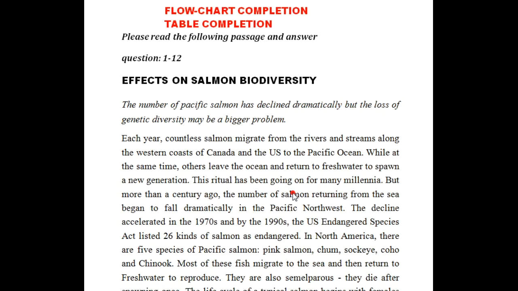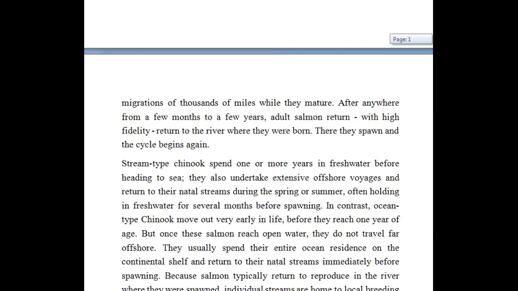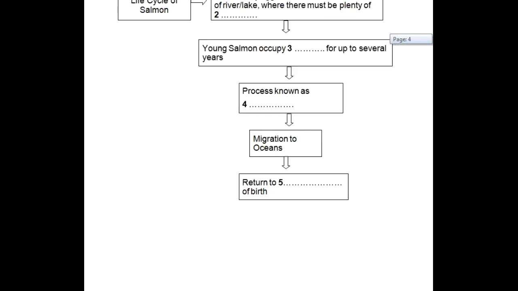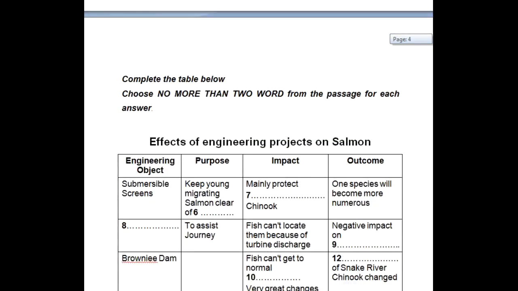This is my fifth video on IELTS general reading, and in this particular video I am going to take the question which is known as flowchart completion and table completion. And for the first time in this video lessons I am going to take an example of a longer passage. The longer passages look like this. You can see, this is a longer passage, and two types of questions are asked from this longer passage.